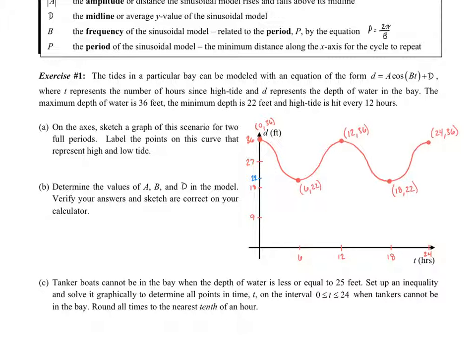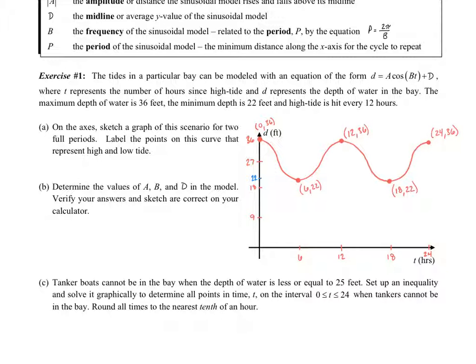Okay, so this is the point where we left off yesterday. We had labeled the 5 points that represented maximums and minimums. And then we left off at B, where it's asking us to determine the values of A, B, and D in our model. So our model of the function looks like this. We noted that instead of it saying f of t, it just says D, because D means the depth of the water in the bay.